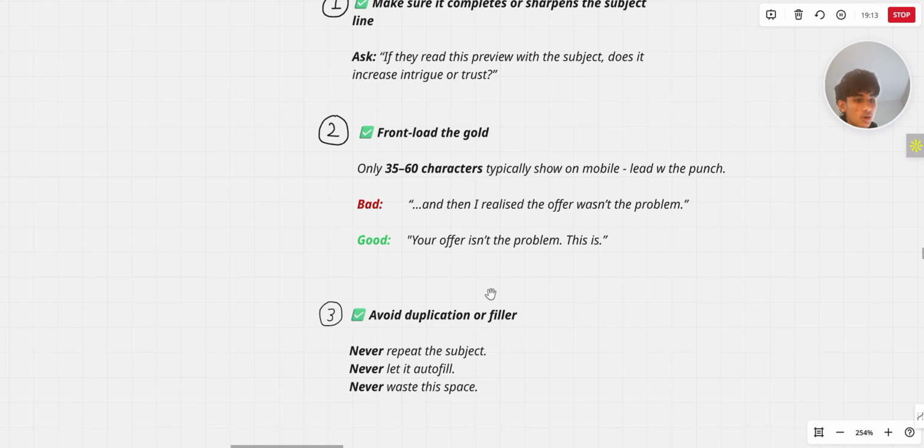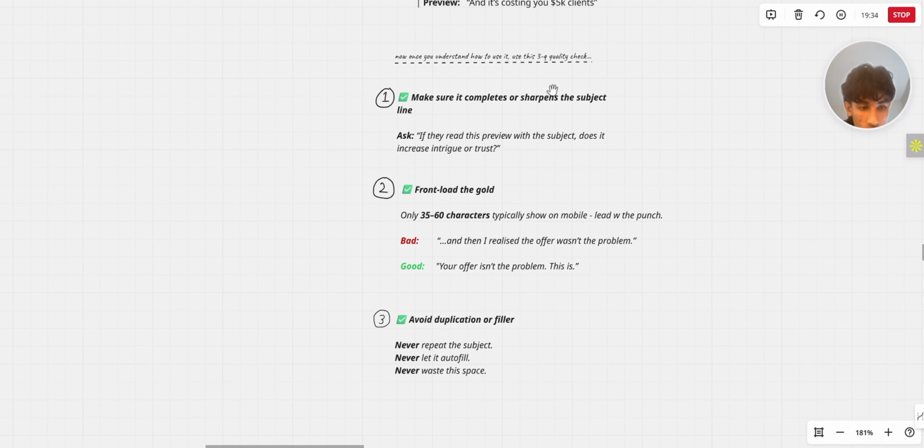Now, this is terrible because we want people to see the value that we're creating. There's no way they can get all of the value and all of the things that we have to show them just by reading the first literally couple of words from our email. So we should never ever let it autofill, and we should also never repeat the subject line. So just to recap, number 1, does it increase trust? Number 2, am I concise? And number 3, am I repeating or am I letting it autofill?